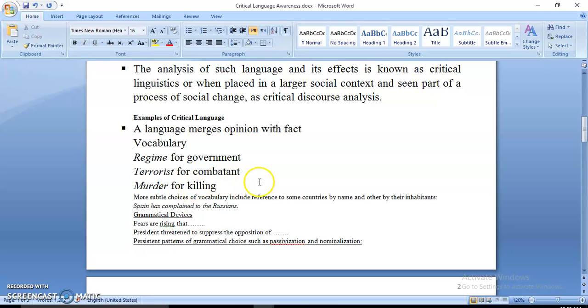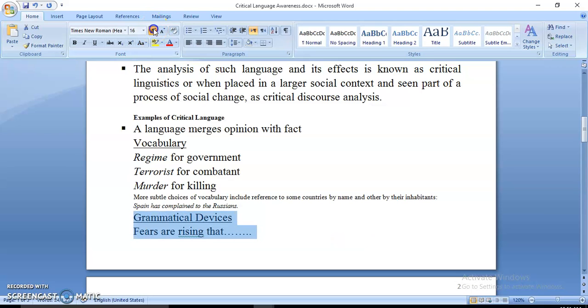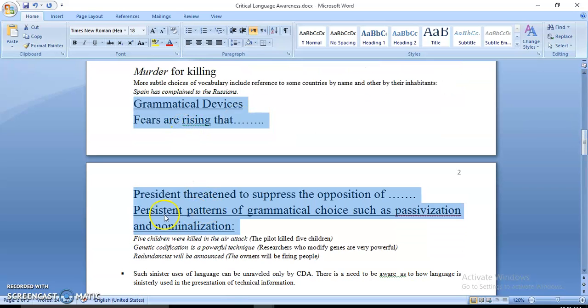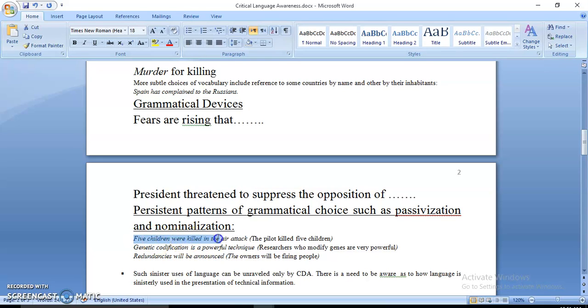So sometimes passive structures are used in order to influence someone's consent. Let me give you grammatical devices such as "fears are rising that", or "president threatened to suppress the opposition." Instead of saying this, you can mold it like "5 children were killed in the air attack." So instead of saying the pilot killed 5 children, they use the term 5 children were killed.